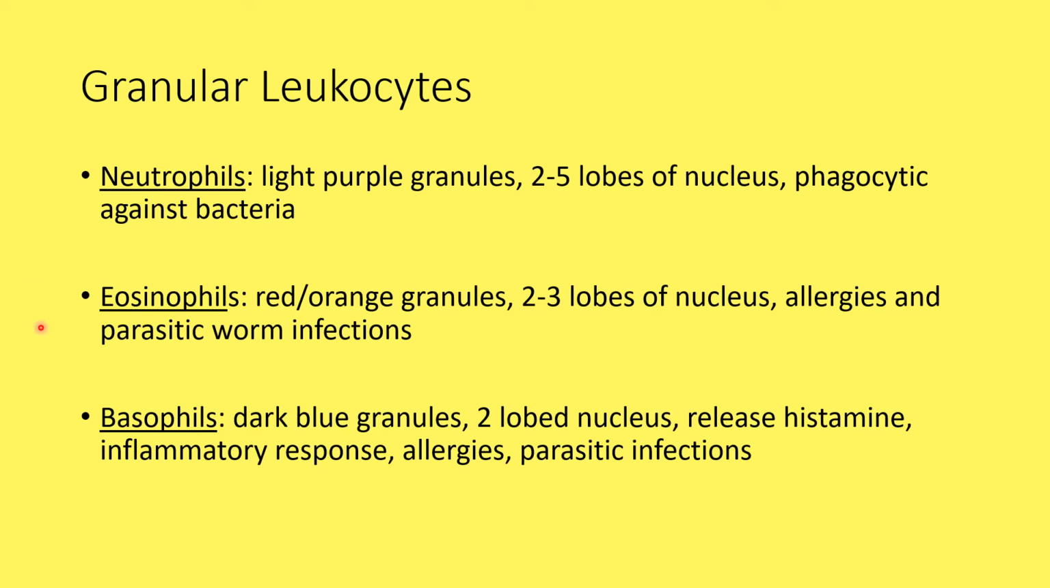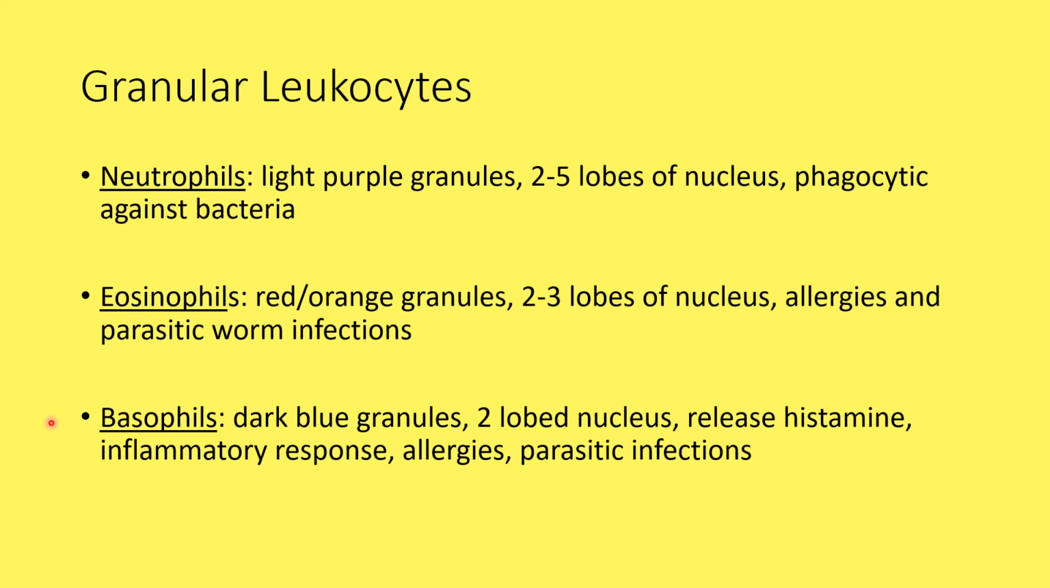The eosinophils, those granules are going to look kind of a reddish-orange color. The nucleus is only going to have 2 to 3 lobes. This is seen more so if you had a parasitic worm infection, which hopefully none of you have to deal with. I mean, hopefully none of you are ever sick, but allergies. Now, I have a lot of issues with allergies. So they'd want to look to see my eosinophils are probably right now a little bit higher than normal because it's allergy season for me.